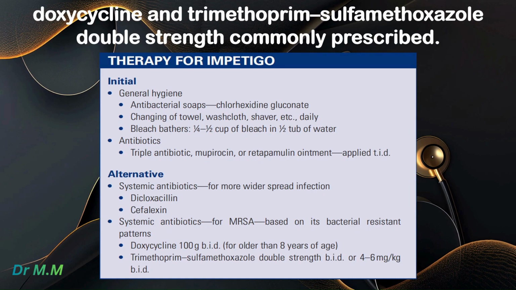Alternative: systemic antibiotics, for more widespread infection. Dicloxacillin, cephalexin. Systemic antibiotics for MRSA are based on its bacterial resistance patterns. Doxycycline 100 mg BID, for older than 8 years of age. Trimethoprim-sulfamethoxazole double-strength BID, or 4 to 6 mg per kg BID.